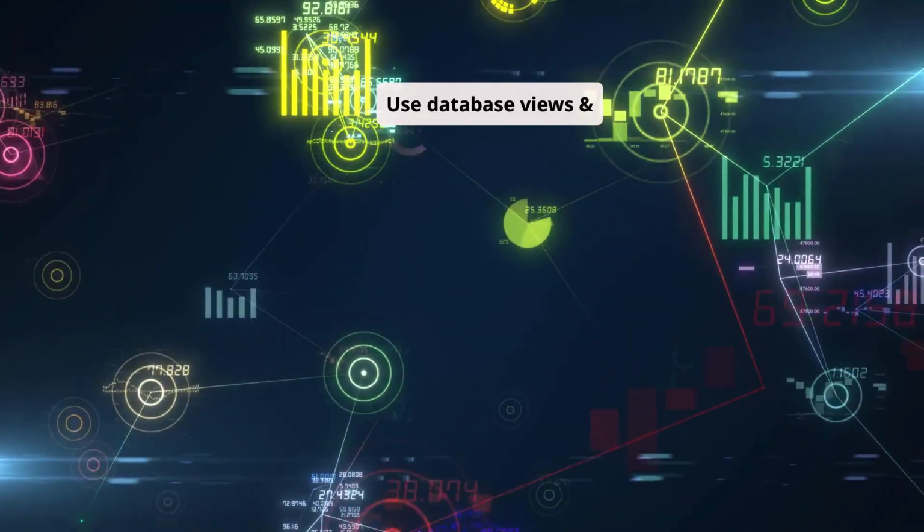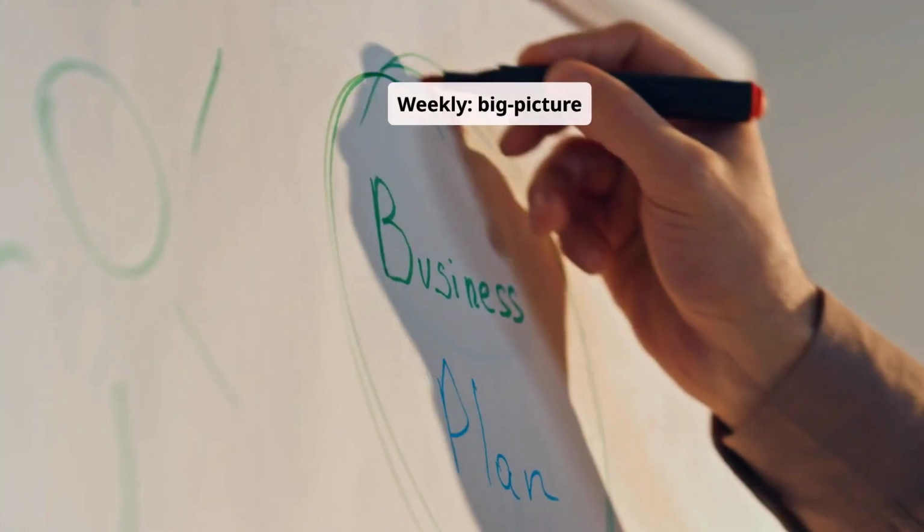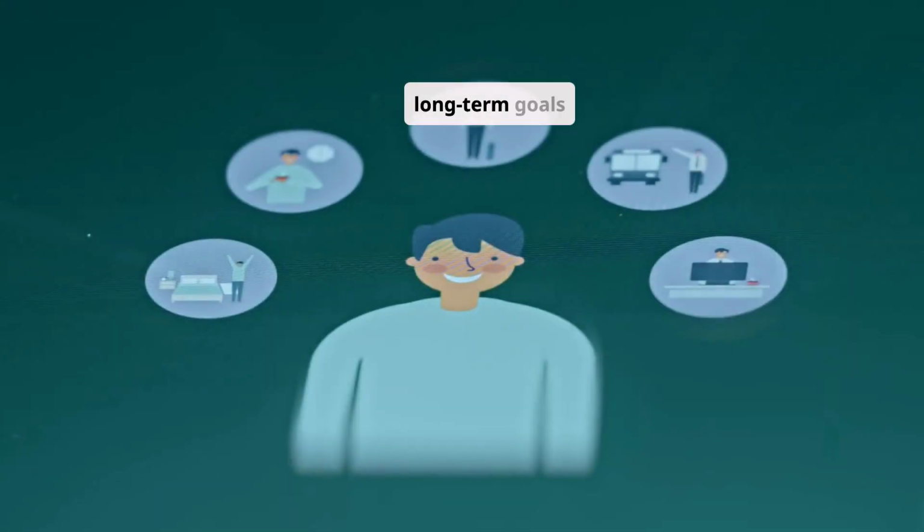Daily, weekly, and monthly views in Notion. Use database views and filters. Daily, top 3 focus tasks and quick notes. Weekly, big picture planning. Monthly, deadlines and long-term goals.